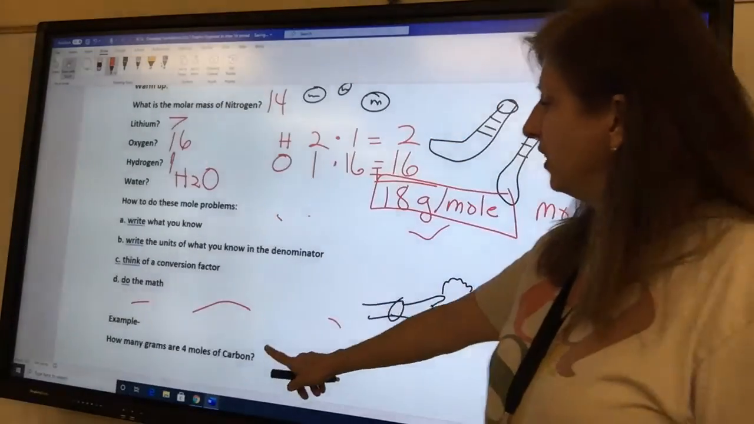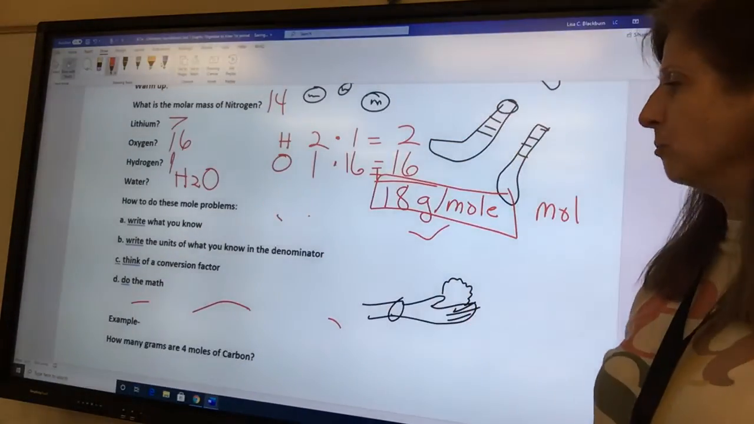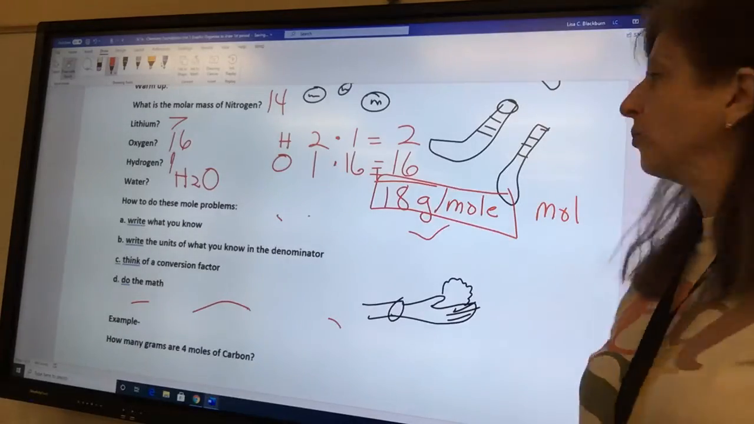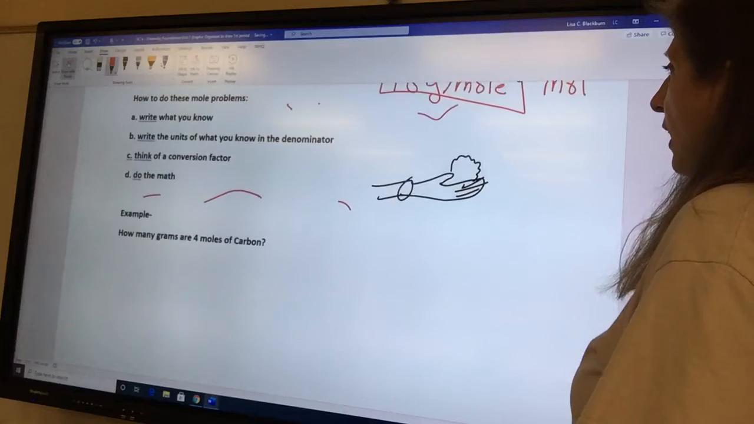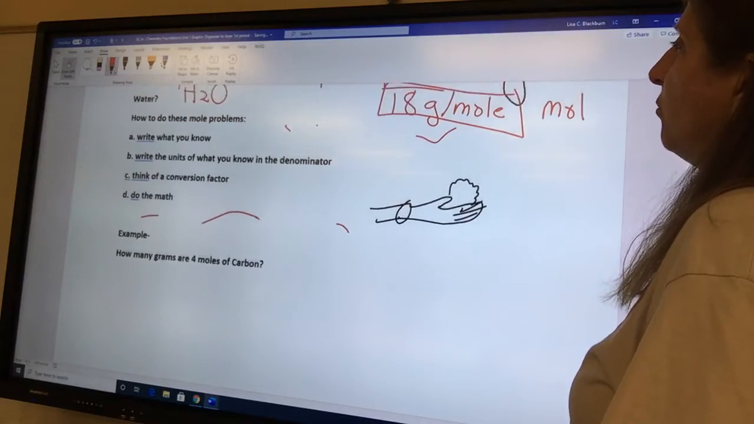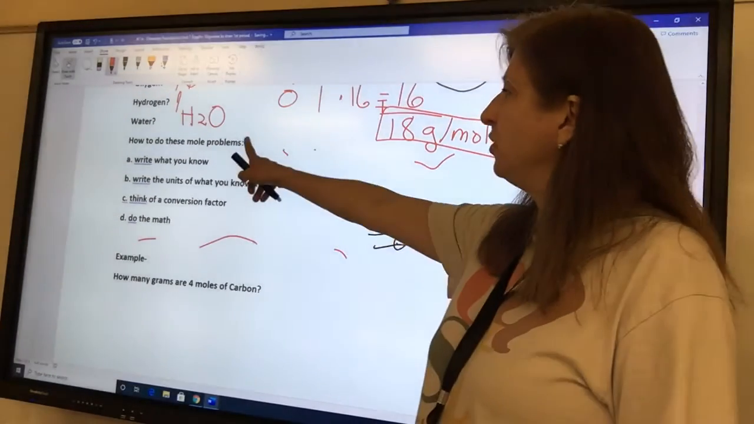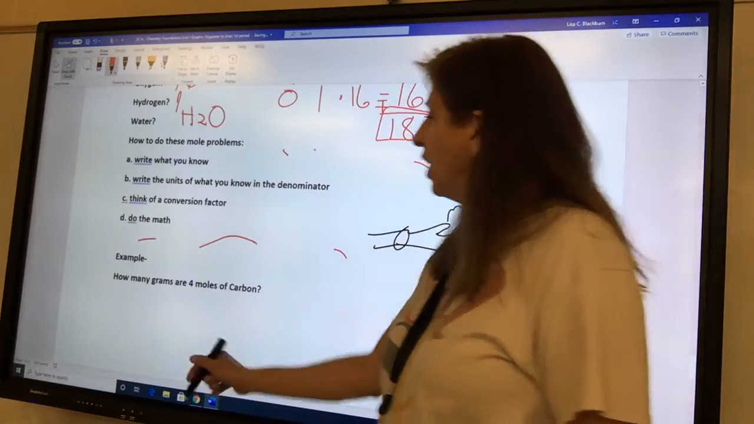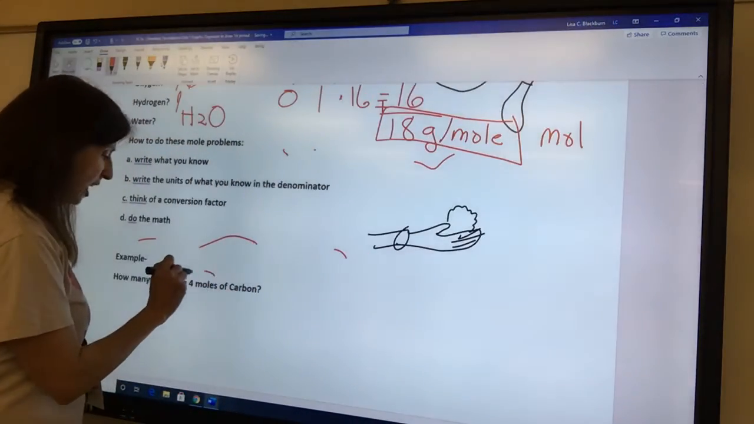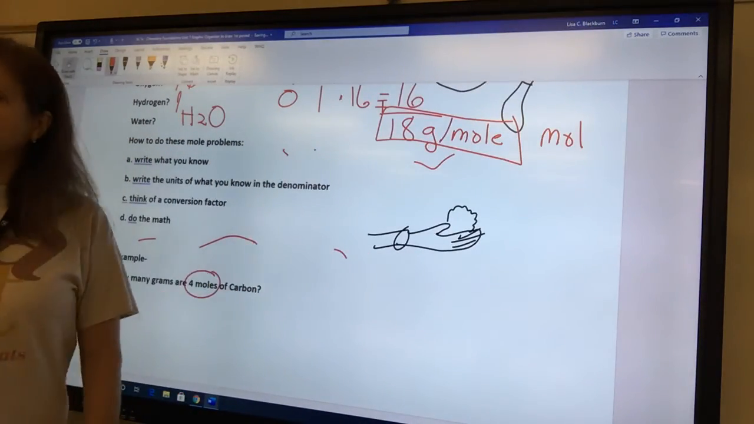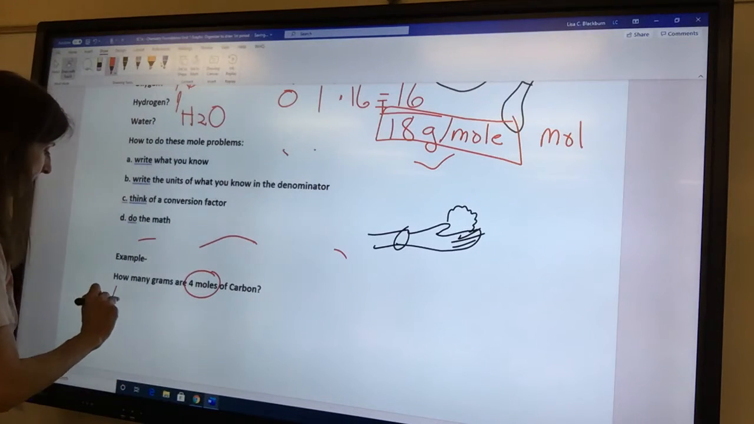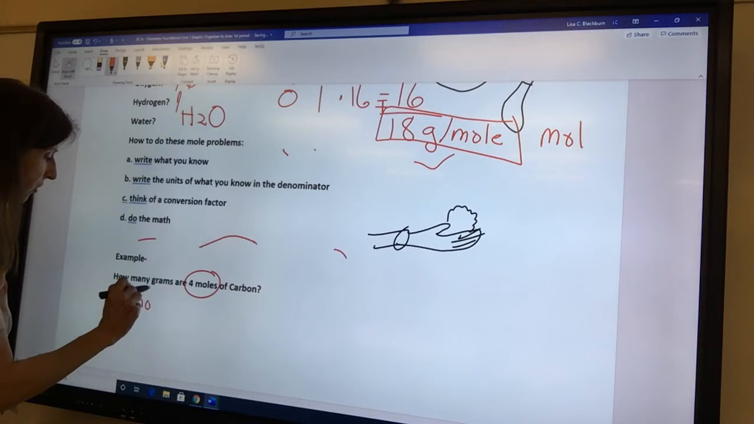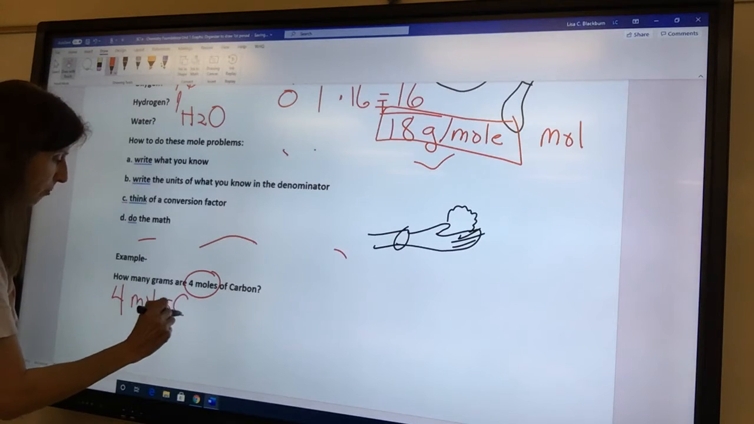Now we're going to do this problem. How many grams are in 4 moles of carbon? So this is how you do the problem. Step 1, write what you know. What you know is the number that you're given. So we're going to write 4 moles of carbon.